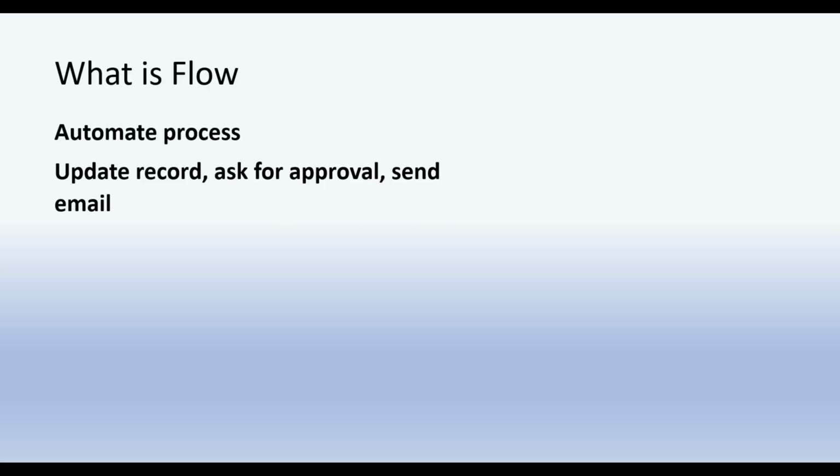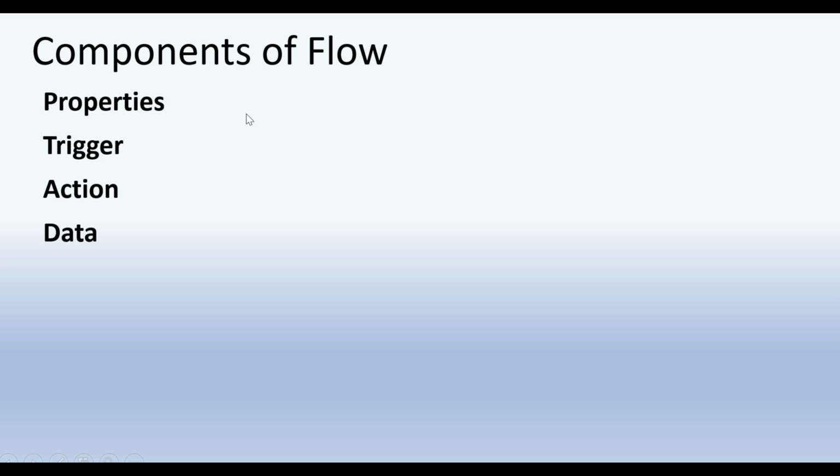So what is a flow? Flow is an automated process with a sequence of reusable actions such as update record, ask for approval, and send email. And a flow admin can define the flow conditions, like the flow trigger condition, which is the condition to start the flow, and the variables.